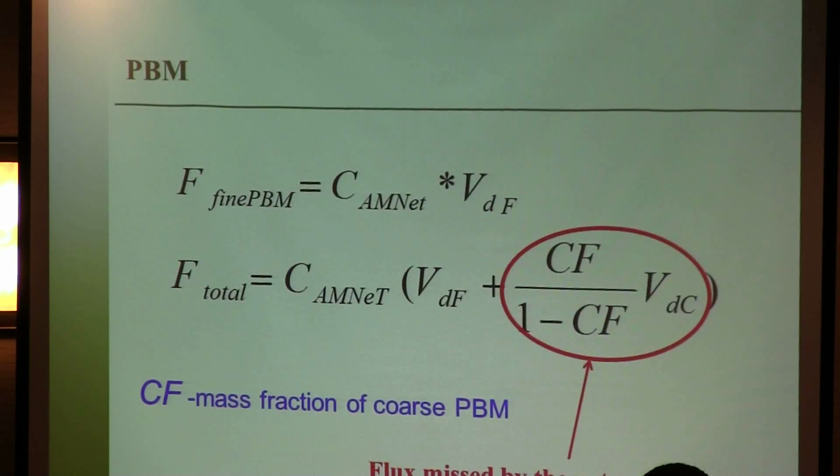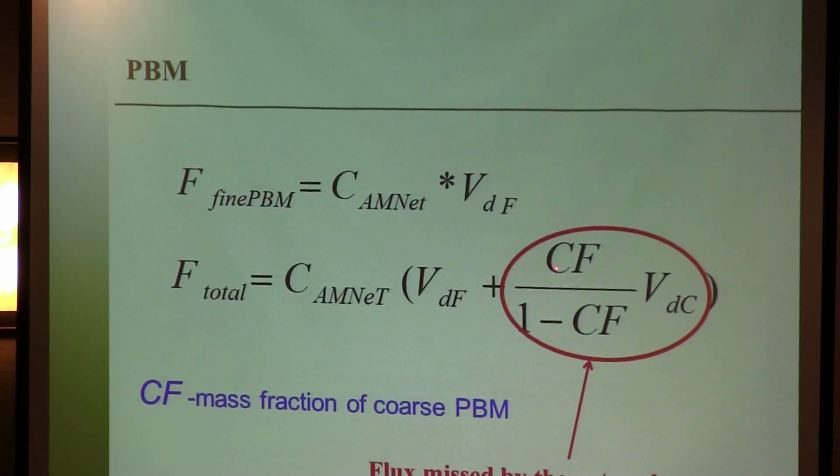So if we use this one, the deposition velocity for fine particle times the MNet measured concentration, you get the flux for fine particle. That's the monitored flux currently in the MNet approach.